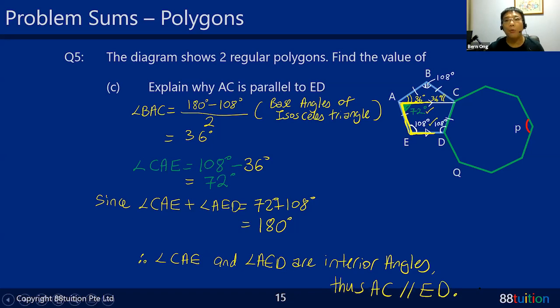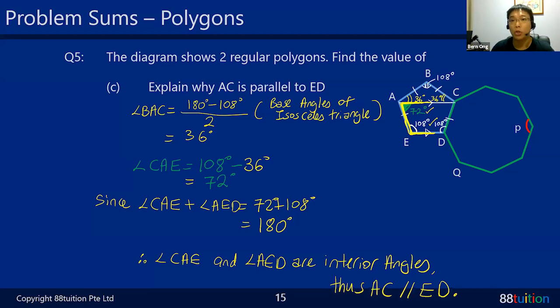This is something called the proving question. It always comes out already. For Sec 1, it's coming out very, very often. Last time it came out for Sec 3, Sec 4, but now Sec 1, Sec 2, it comes out very often. It wants you to prove that AC and ED are parallel. And how do you prove it? You have to use your ZFU rule.